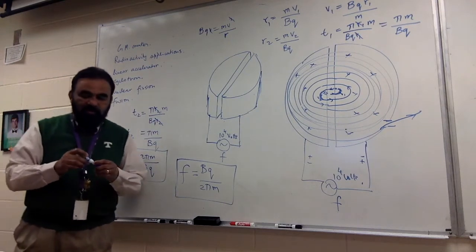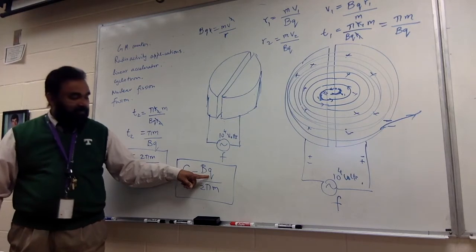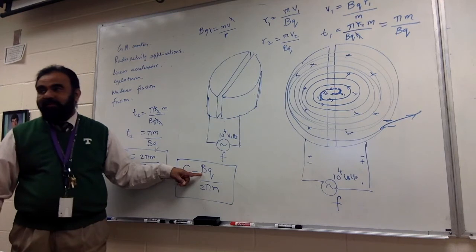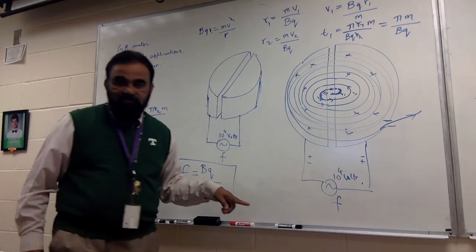So after building a cyclotron, depending on what charge you're trying to accelerate, and depending on what mass you are accelerating, you can decide what magnetic field you want, and then you can decide what frequency you want to put in. You get it?